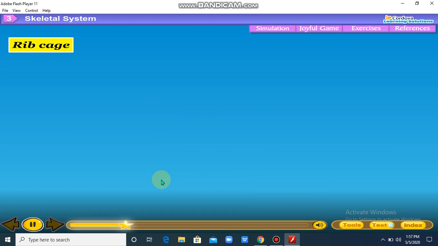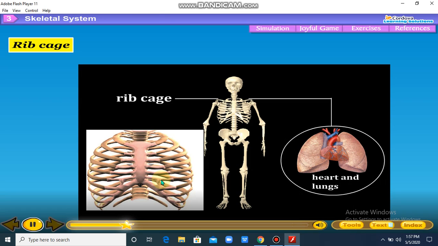Rib cage. Ribs are thin, flat and curved bones. They make a cage-like structure, which is known as rib cage. It protects our heart and lungs. There are 12 pairs of ribs in the rib cage. A long bone at the center of chest called sternum holds the ribs at front.